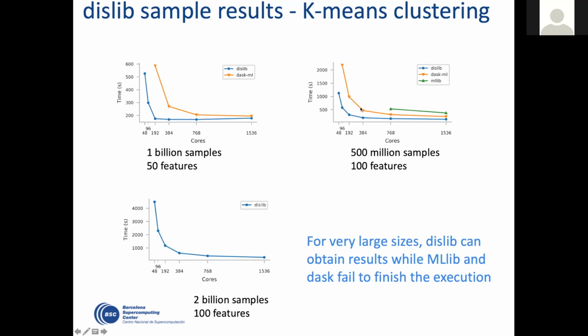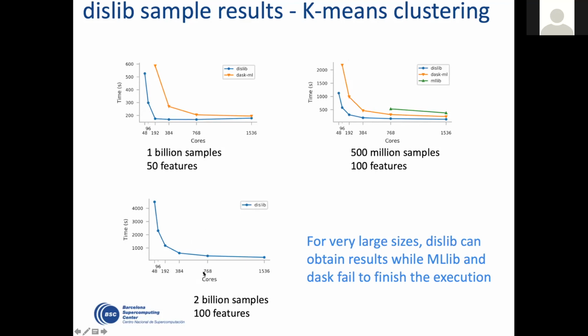Here we have another case with 500 million samples and 100 features. For this, MLlib was able to run with 768, that is 1, 2, 4, 8, 16 nodes, with 16 nodes of MareNostrum and 32 nodes of MareNostrum. With this number of nodes, it was able to find a solution, but not with a smaller number, because the amount of memory that MLlib was requesting was too large to get the result, so the application was failing. And we see that in all these cases dislib is also faster.